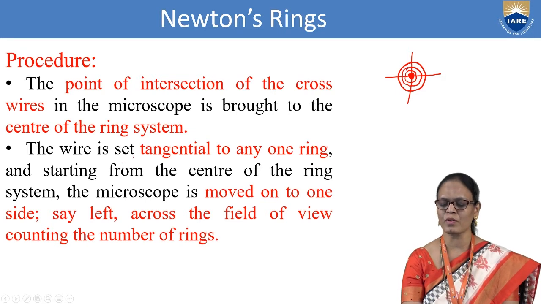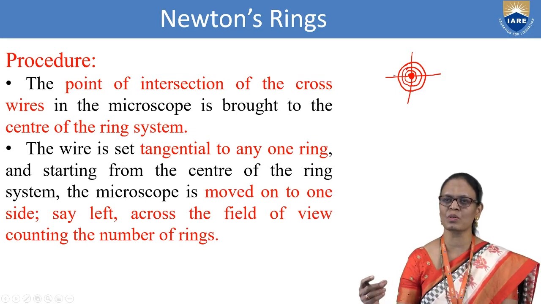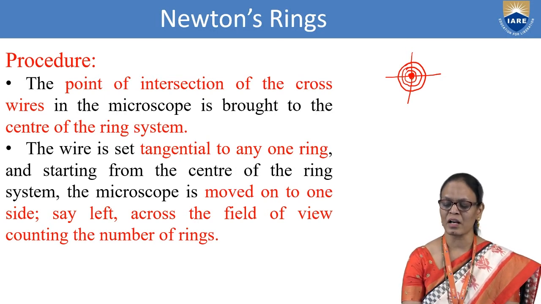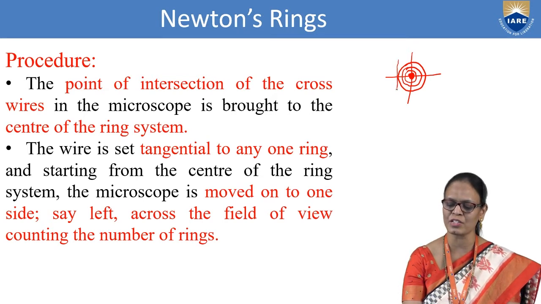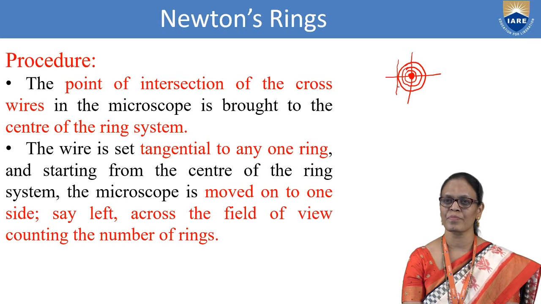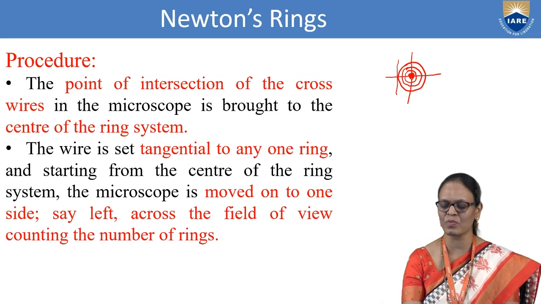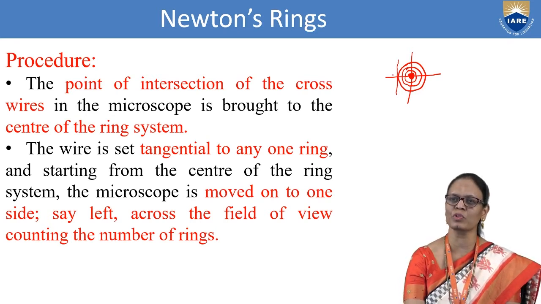Now, slowly what we do is we move the cross wires with the help of the screws we have in the microscope, the horizontal screw for the horizontal motion. We use the screw and move it to the left and make it coincide tangentially to one ring. So we are moving the cross wires and adjusting them, moved on to one side. Say left first we are doing, across the field, counting the number of the rings. If you see here, this is the first ring, second ring, third ring. Now these cross wires are tangential to the third ring. This is how we move the cross wires.